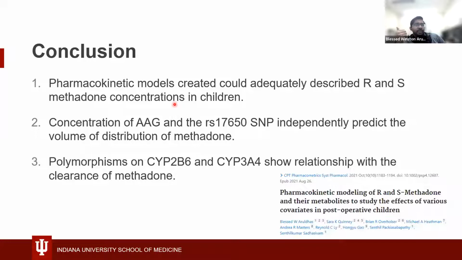So the conclusion of the PK modeling study was that the model we created adequately described R and S-methadone concentrations and the metabolites in children. And we found that the concentration of AAG and the SNP on AAG independently predict the volume of distribution of methadone. And polymorphisms of 2B6 and 3A4 show some relationship with the clearance of methadone.